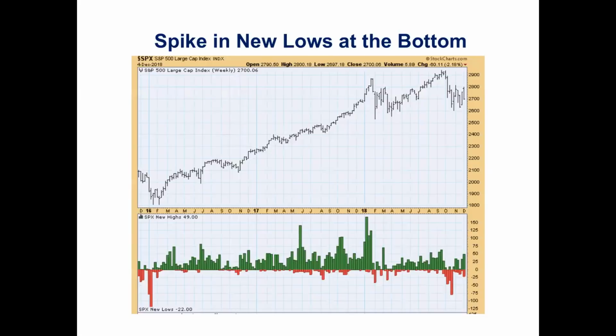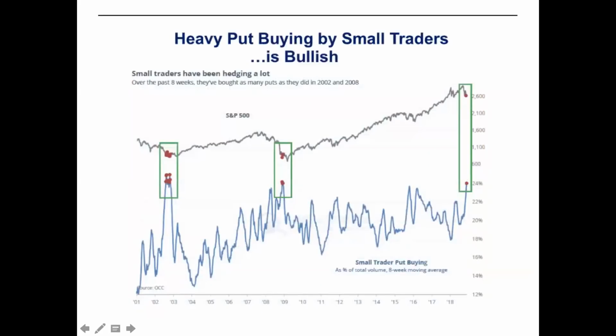In 2016, low in January, spike in new lows, low in February, new lows, much more positive. Happened again in early 2018. The spike in new lows accompanied the original bottom at 2,533 intraday. When you tested that low within the volatility bands, higher reading for new lows. Same thing exists today, and sentiment. This is a chart of the 8-week moving average of small trader put buying.